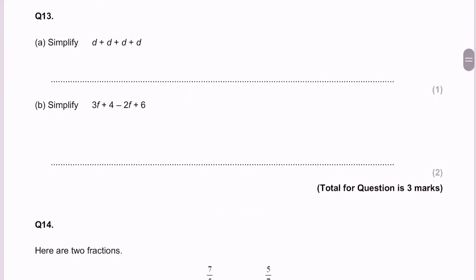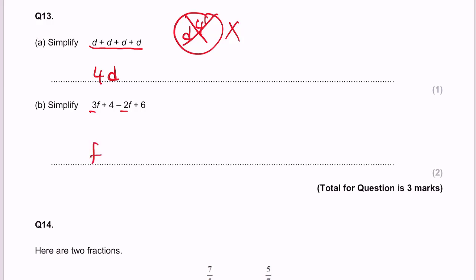Question 13, simplify. So d add d add d add d is 4d. Some people will write d to the power of 4. That's wrong, be careful. Collecting like terms, 3f take away 2f is just f, and then 4 add 6 is 10, f plus 10.